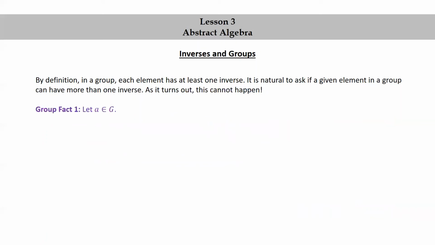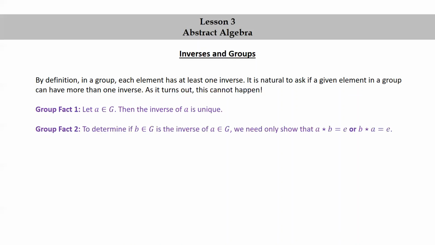Group fact 1. Let A be in G, then the inverse of A is unique. Group fact 2. To determine if B in G is the inverse of A in G, we need only show that A star B equals E or B star A equals E. We do not need to verify both equations.